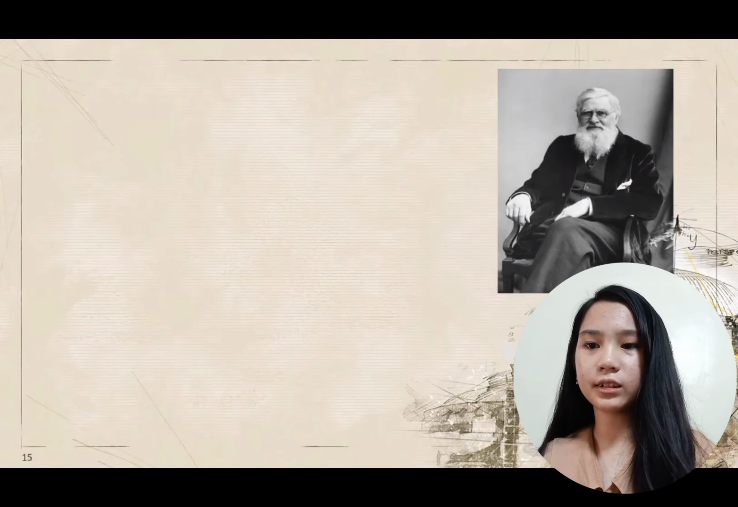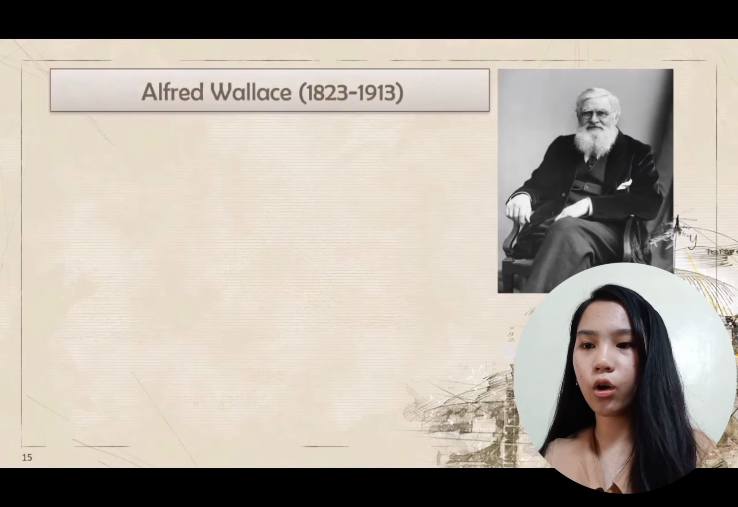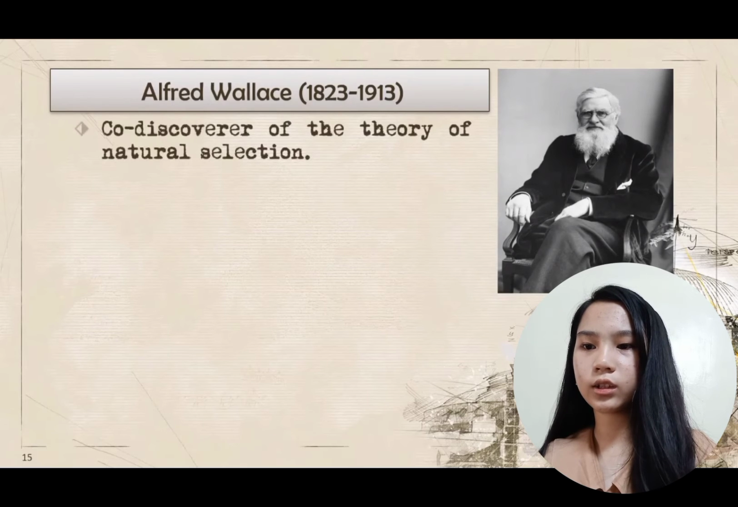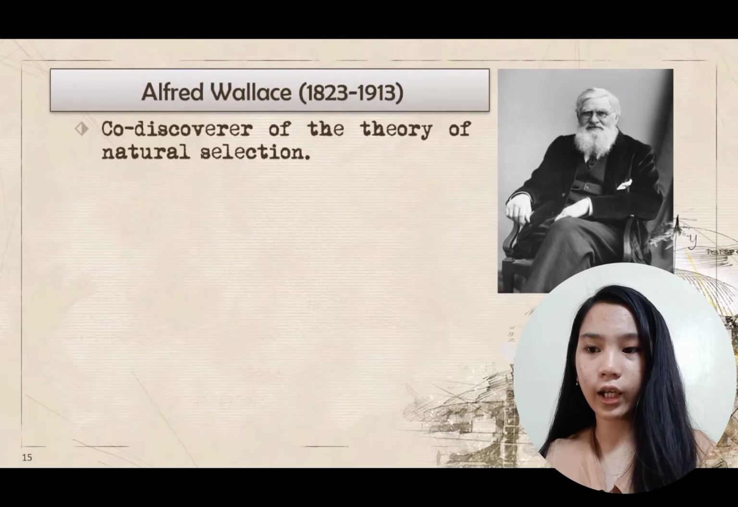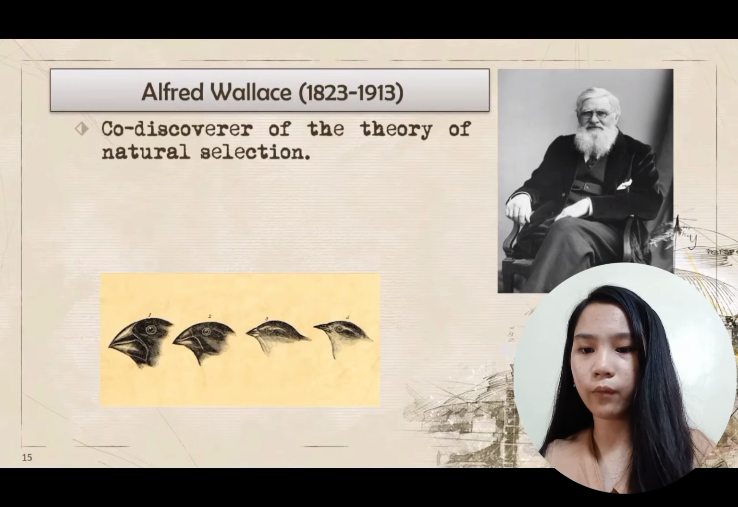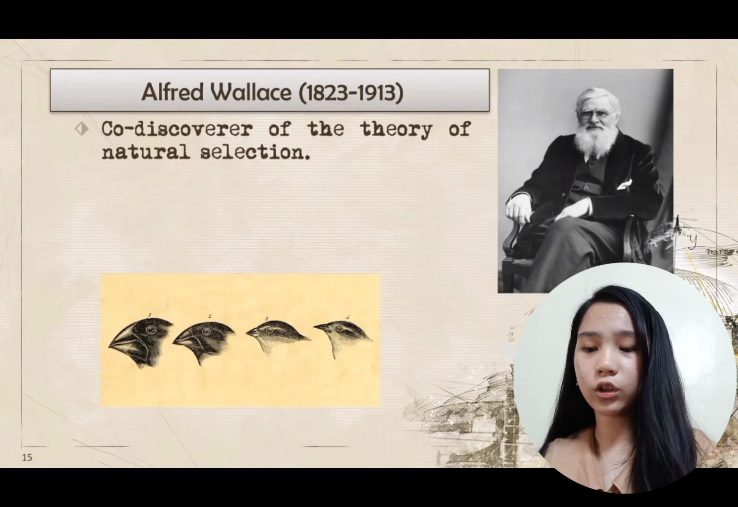Another is Alfred Russel Wallace. He is the co-discoverer of the theory of natural selection. He is like the partner of Charles Darwin. He was a fan of Charles Darwin and he followed his steps, and right there he is best known for conceiving the theory of evolution through natural selection.